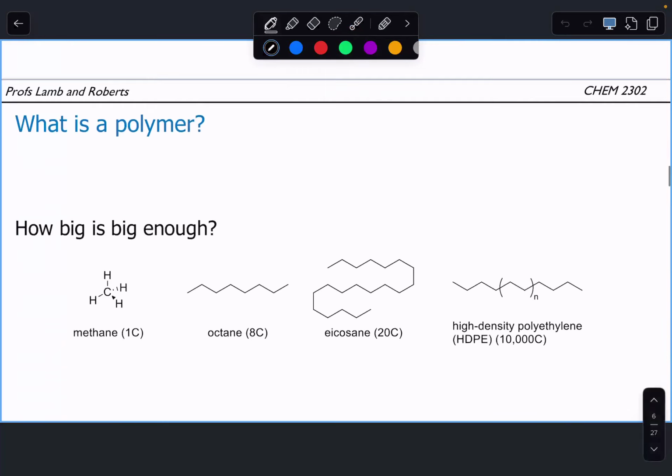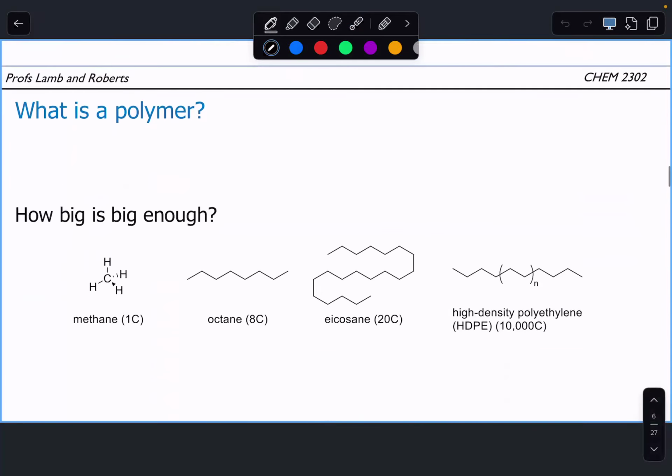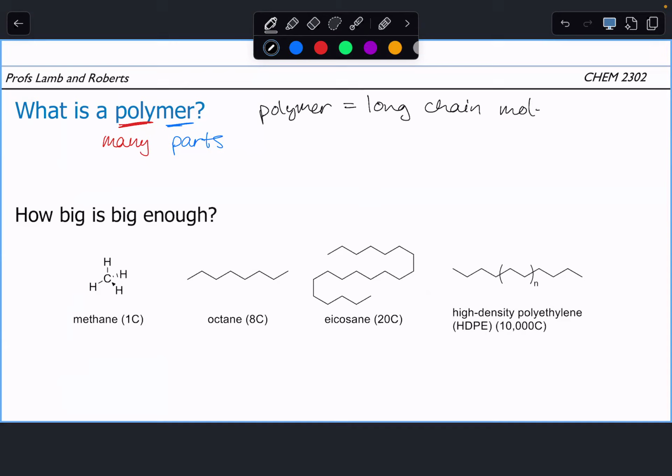All right, so let's talk about polymers. So what is a polymer? I like to break it down. First, what does polymer mean? Poly means many, and mer means parts, or like a specific chunk of things. So that means that a polymer is therefore a long chain molecule consisting of many parts.